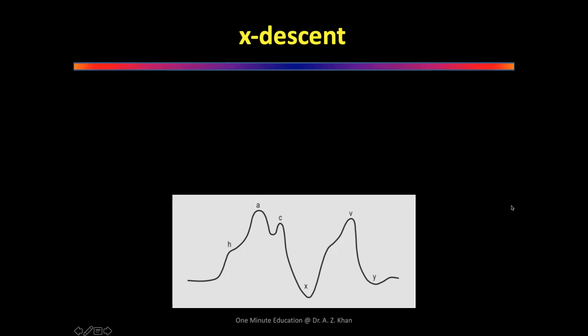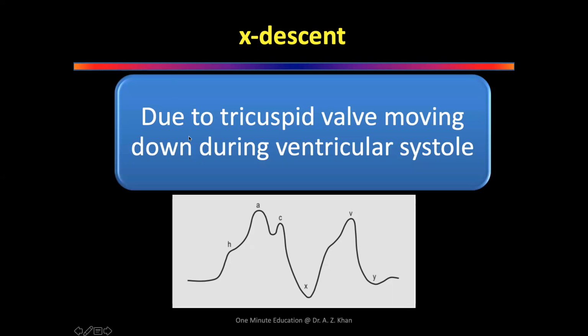What is the X descent? Why does this happen? This happens because the tricuspid valve bulges into the right atrium. The RV empties in this phase. So what happens to the tricuspid valve? The tricuspid valve moves down into the RV. That is why the pressure in the right atrium drops. So it is the tricuspid valve moving down during ventricular systole. The atrium is relaxing, the tricuspid valve is moving down, and there is a negative pressure created in the atrium because the tricuspid is pulled down.